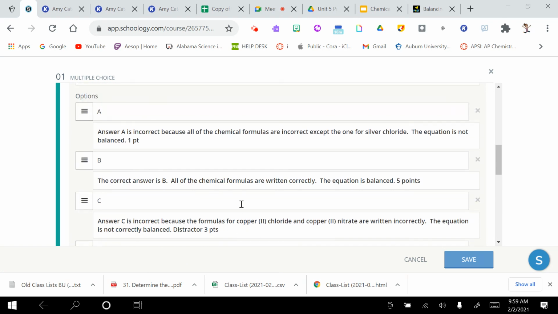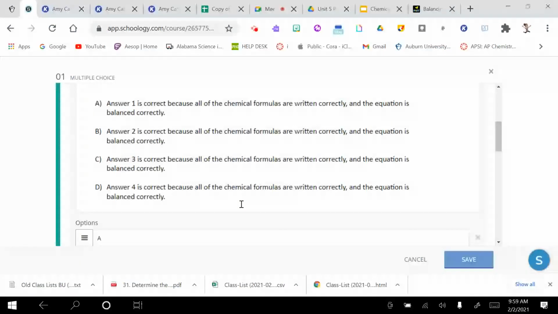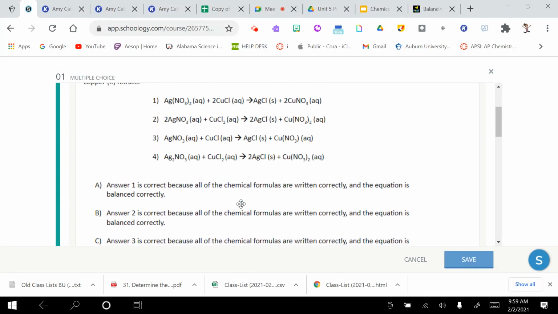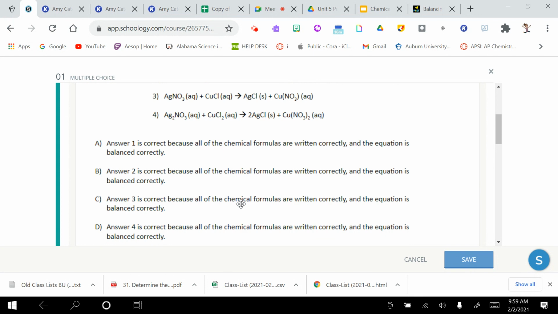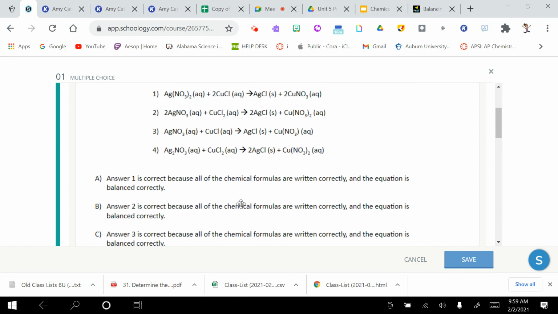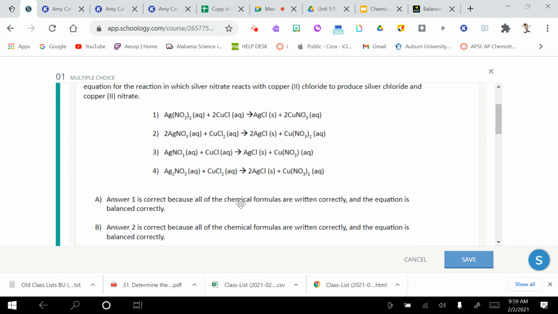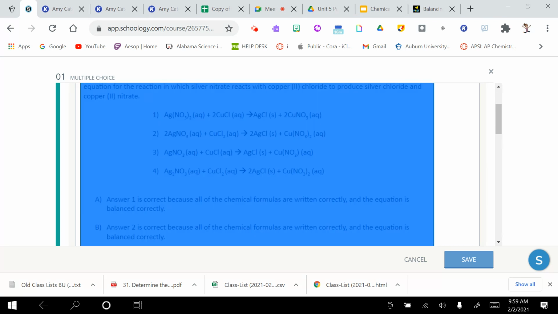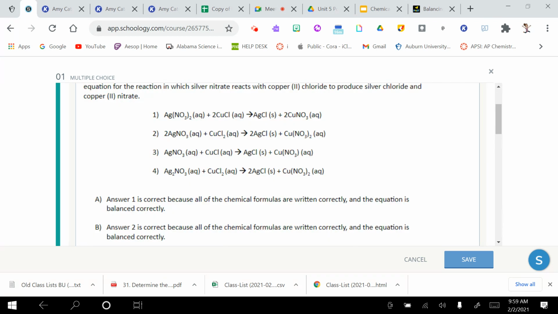3 points. Okay. All right, D is the right answer. Let's look at B. Answer 2 is correct because all the chemical formulas are written correctly and the equation is balanced correctly. So it's 2 sodium, 2 silvers, 2 nitrogens, 2 nitrogens. That 2 goes with that nitrogen. There are 6 oxygens, 6 oxygens. Copper, copper, 2 chlorines, 2 chlorines.